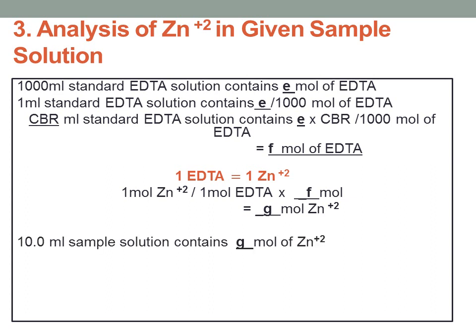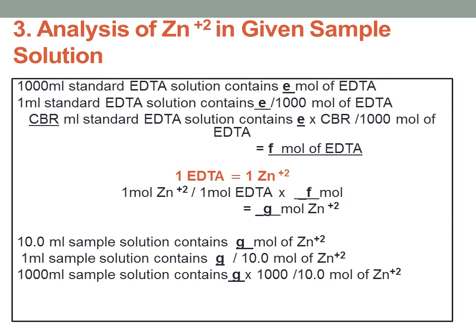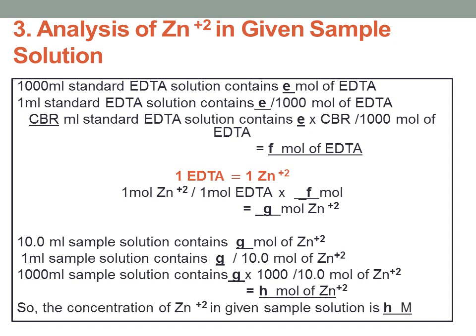10 ml sample solution contains G mole of zinc. So 1 ml sample solution will contain G divided by 10 mole of zinc. How will we calculate how many moles are in 1000 ml? G will be multiplied by 1000 and divided by 10. So in this way we are getting H moles of zinc. So the concentration of zinc plus 2 in the given sample solution was found to be H.